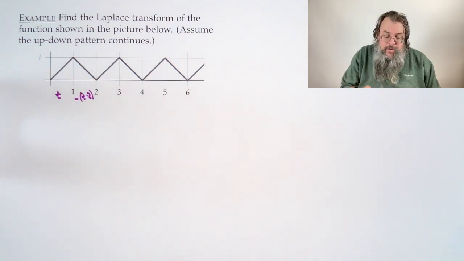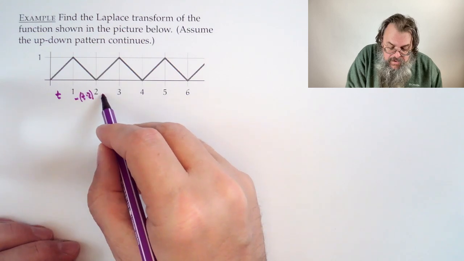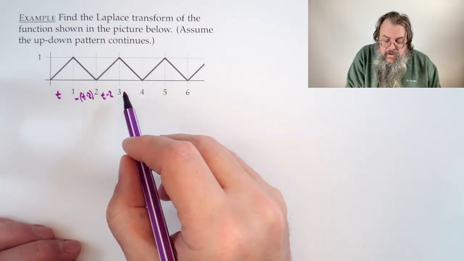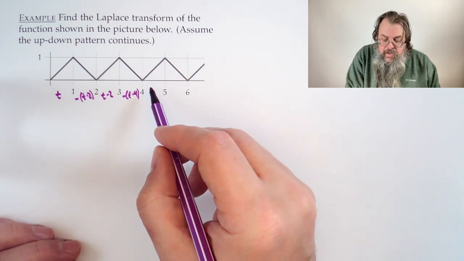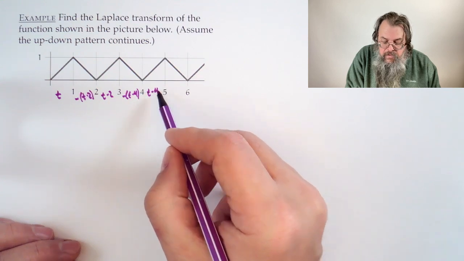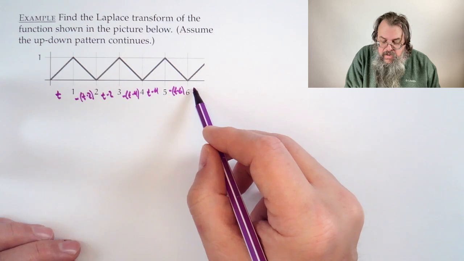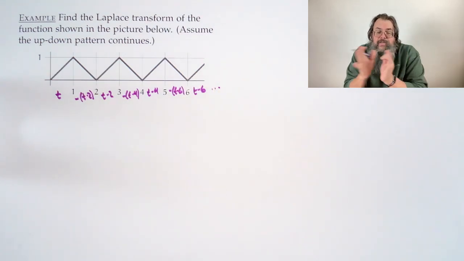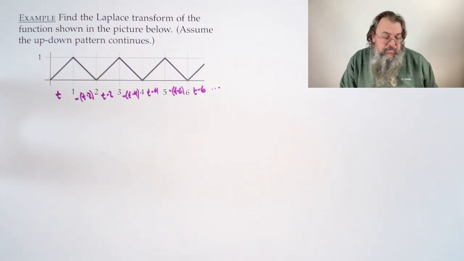All right, well, what about this pattern? Well, again, we can just figure out the x-intercept. So this is t minus 2. And here, it would be a minus t minus 4. And then t minus 4. And then a minus t minus 6. And then a t minus 6. And dot, dot, dot. Okay, so we can see what the function is doing in each part.